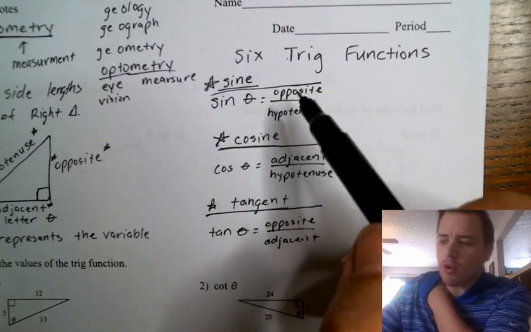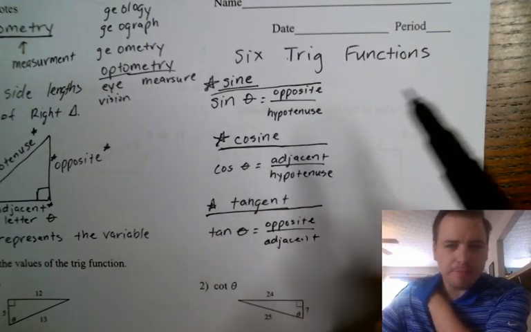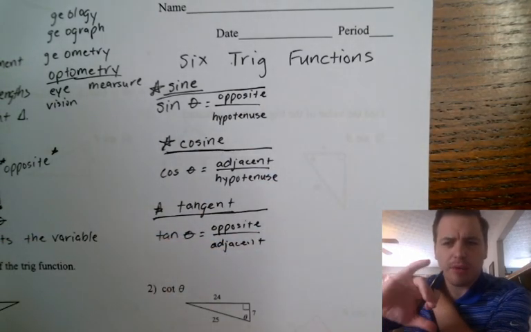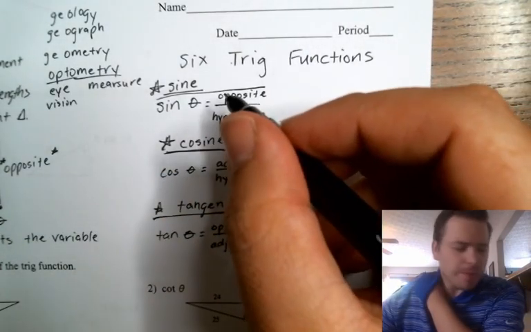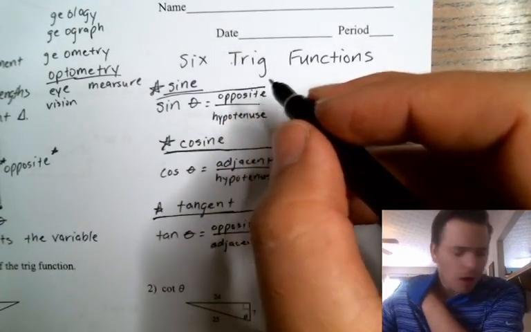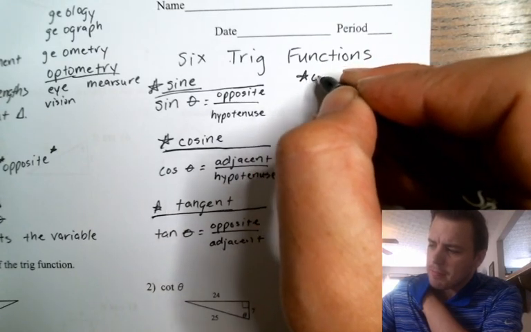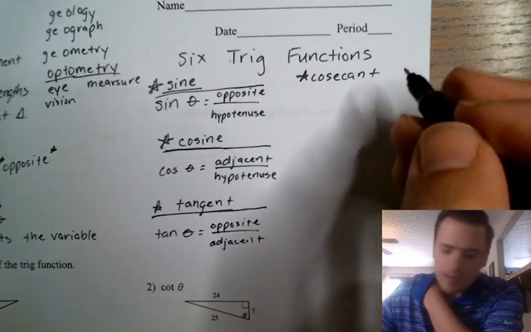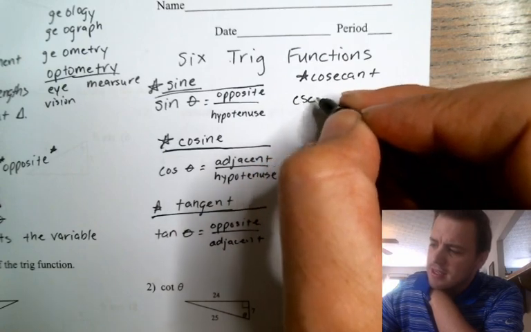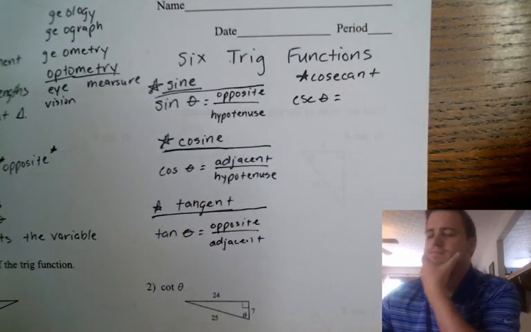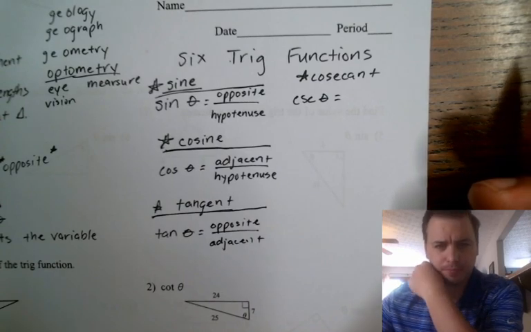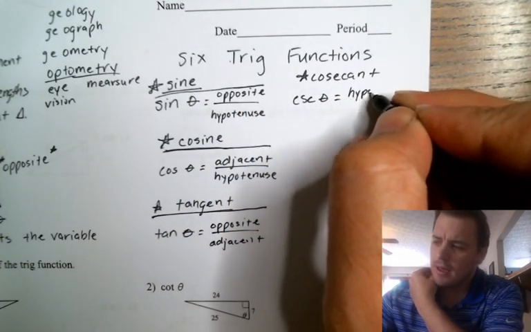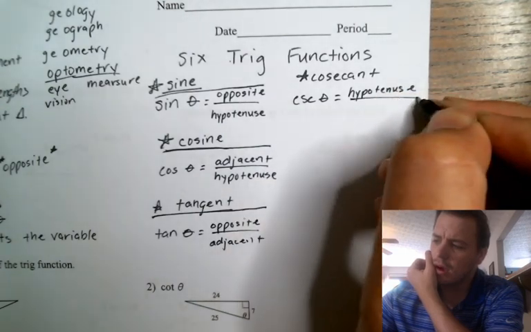Now, each one of these has a reciprocal function. Guys, each one of these has a reciprocal function. What's reciprocal? Just simply flip it. All right? The reciprocal of sine is what we call cosecant. Its abbreviation is CSC theta. And it is equal to hypotenuse. It's just this flip. Hypotenuse over opposite.